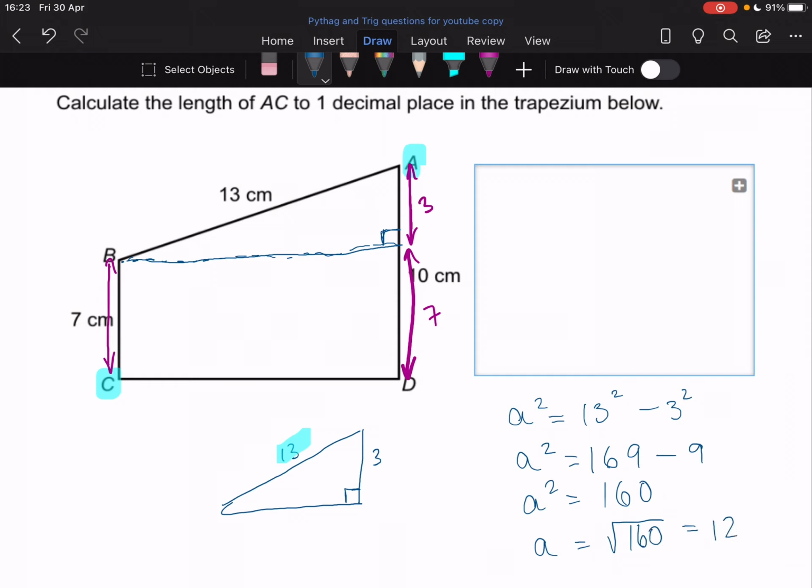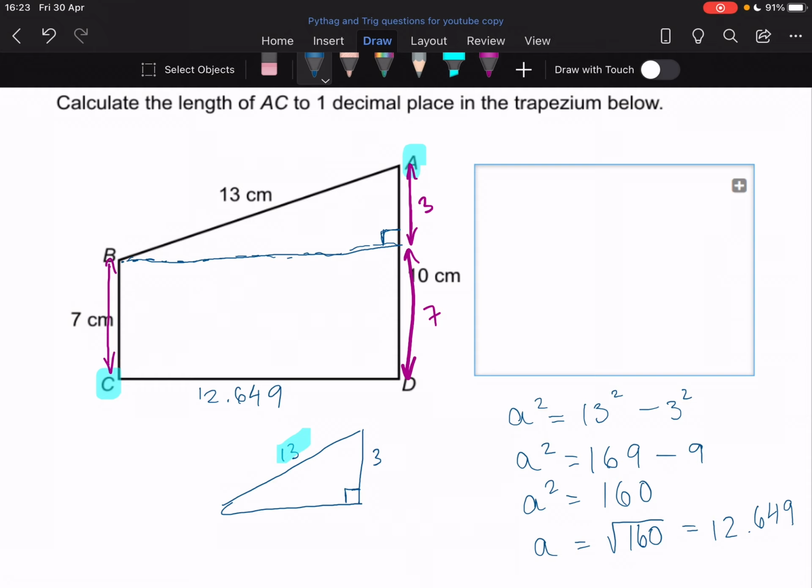That's 12.649. I like to give my answers to a bit more accuracy than the question is asking for. Usually I say one more than what the question is asking for. I think it's not too much to write. So we've worked out that this side is 12.649.